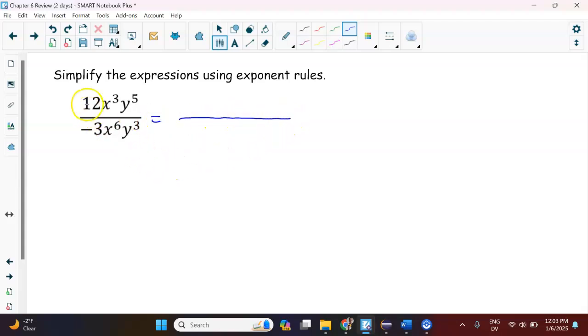Okay, so our solution here is 12 and negative 3. Those are just regular numbers. So we can just divide them and get negative 4. And it doesn't really matter if you put the negative in the bottom or the top. Kind of the convention would put it in the top.